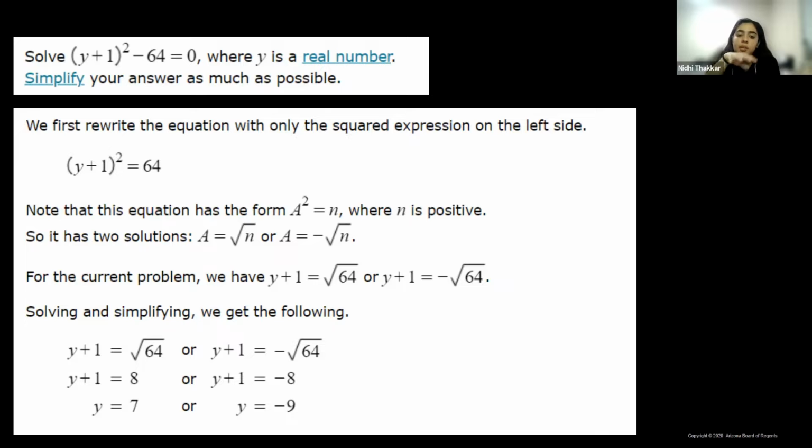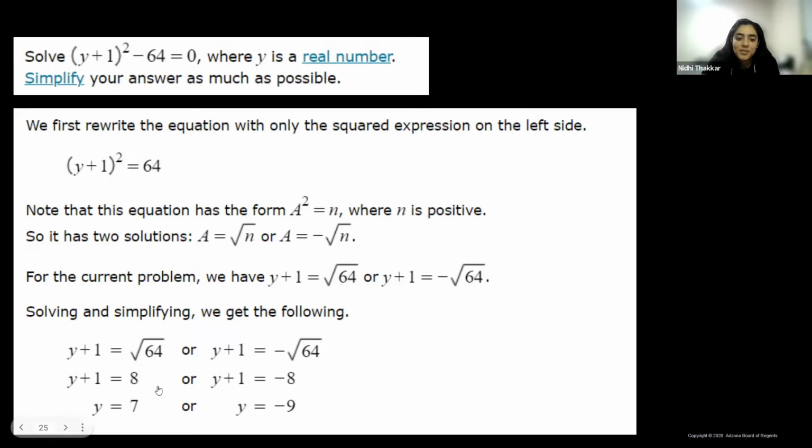And note that this equation is in the form of a square equals n, where n is some positive integer. When it is in that form, we have two solutions, right? a can be equal to root n, and it can be equal to negative root n, because the square of negative root n gives you n again. So for the current problem, we have y plus 1 equals 8 and y plus 1 equals negative 8, because 64 is the square of 8.